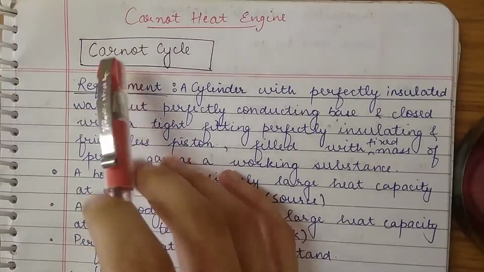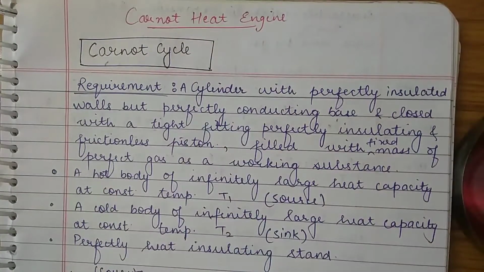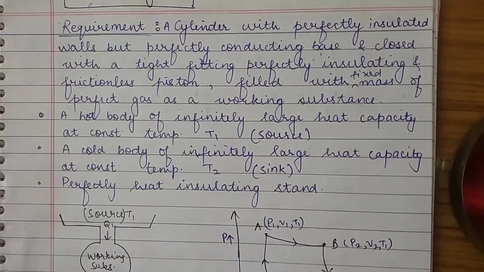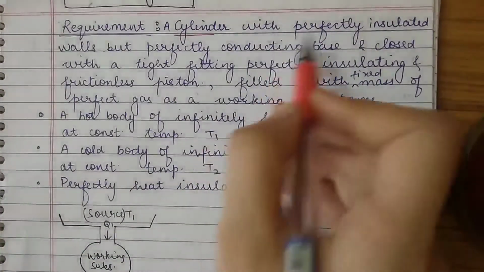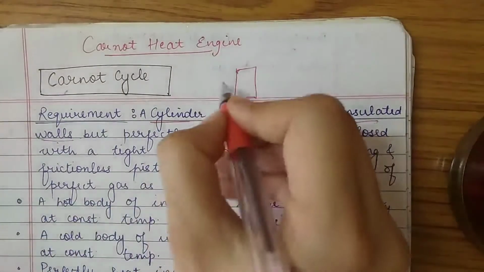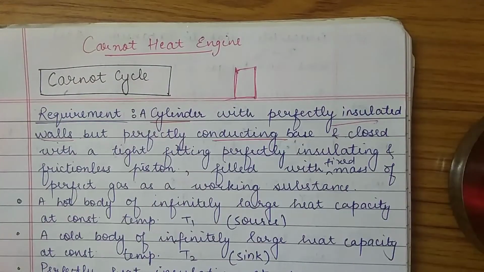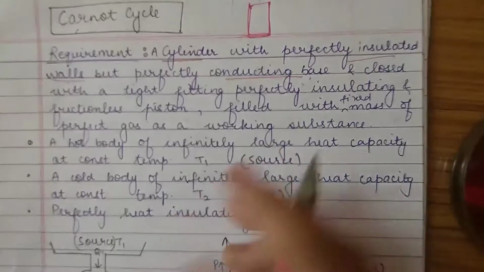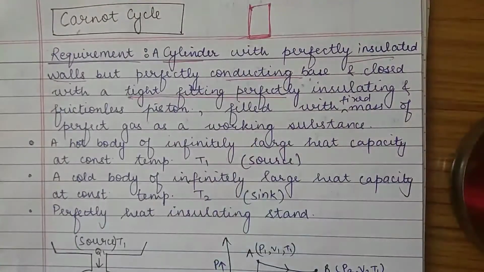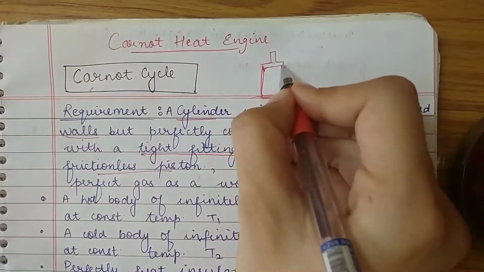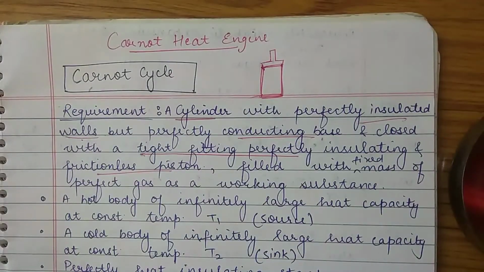Now first we will see the Carnot cycle. For studying the Carnot cycle, we need a cylinder with perfectly insulated walls but a perfectly conducting base. For example, if we have a cylinder like this, then its walls should be perfectly insulated, but its base should be conducting, and it should be closed with a tight fitting, perfectly insulated, frictionless piston.